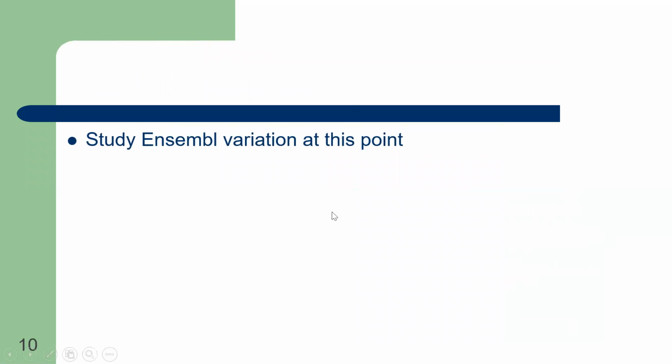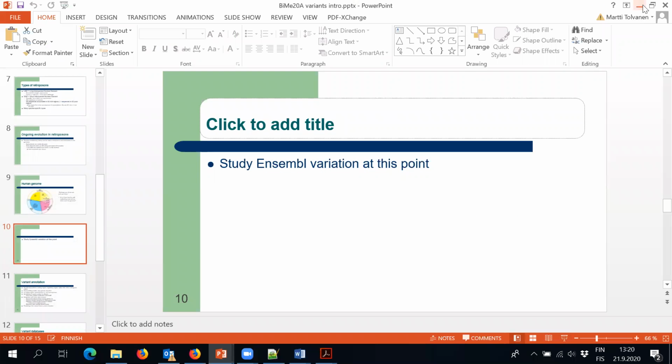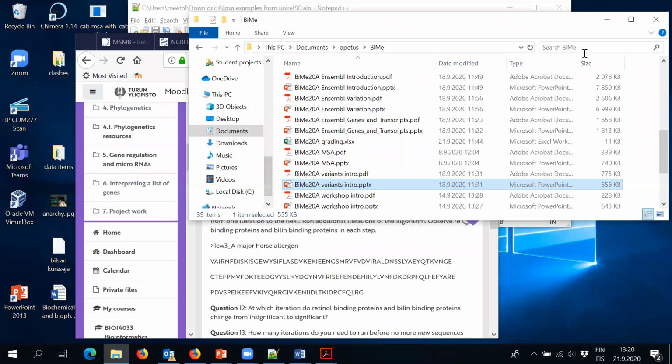Okay, this is the point where we could be looking at the Ensembl variation slide set. Now, some of the material is duplicated, but I thought that the biological introduction there is a little bit too brief, so I wanted to go to the background of variants a little bit deeper. But repeating is never a bad thing.